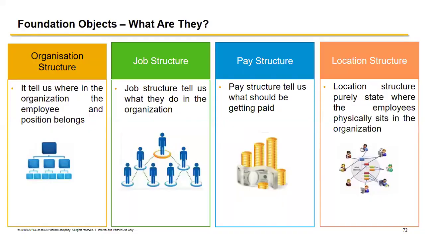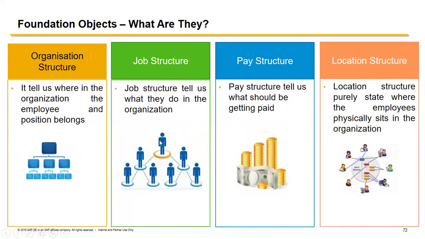Now, foundation objects, what are they? Objects that are used to define your org, pay, and job structure. What does org structure tell us? Org structure tells us where in the organization the employee and position belong. If you look at the org chart, if I have my company at the highest level, under company, how many business units are there? Under business units, how many divisions are there? Under divisions, how many departments are there? And in each department or division, how many employees are there? This we can see in org structure. This is your company structure, how your company is structured.